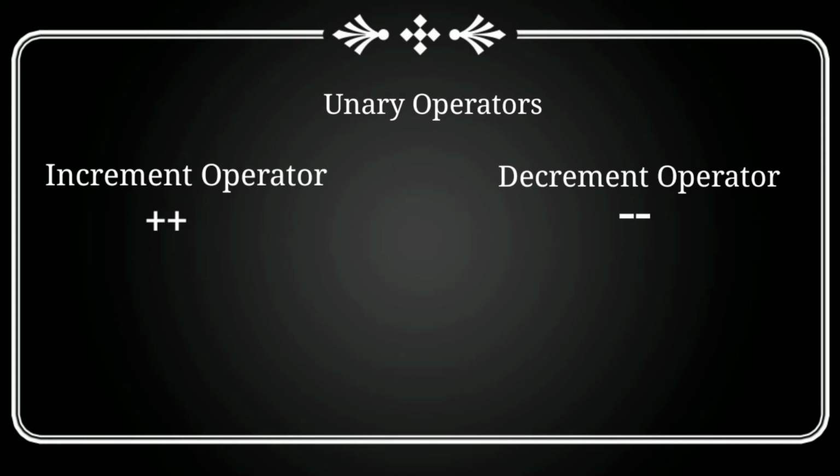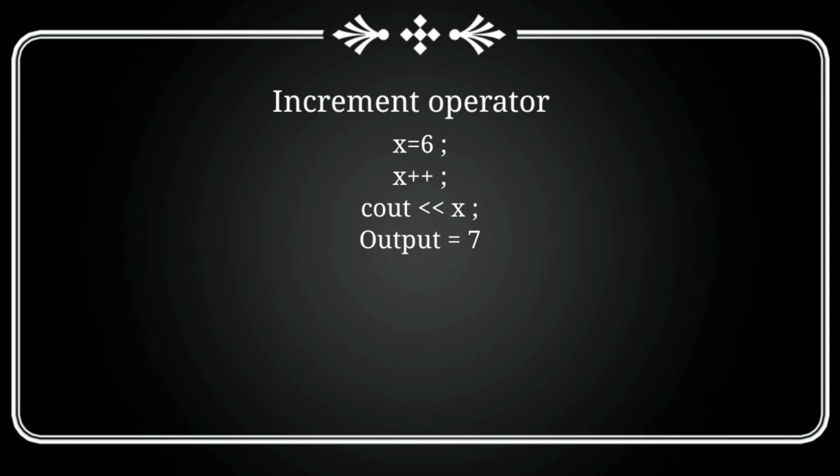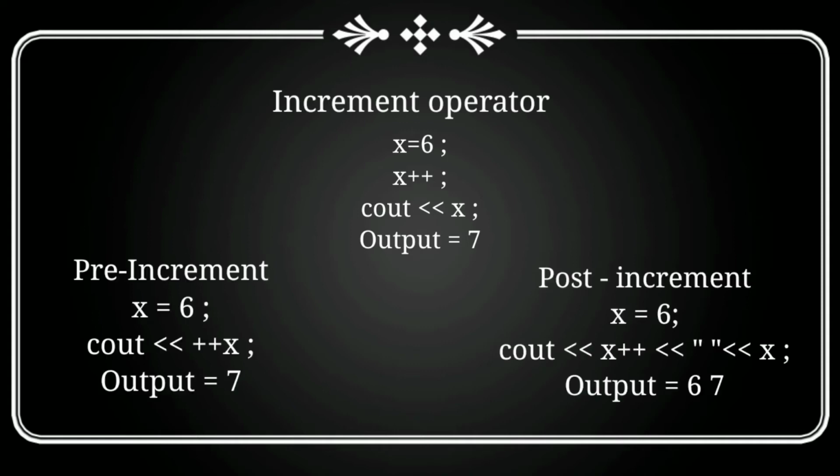There are two types of unary operator, increment and decrement. Increment is represented by double plus and decrement is represented by double minus. Increment operator increases the value by 1. In our example, the initial value of x was 6. I used the increment operator and finally the output came as 7. It is further classified into two types, pre-increment and post-increment. In pre-increment, first the value is increased by 1 and then the variable is used. In post-increment, first the variable is used and then the value is incremented by 1.